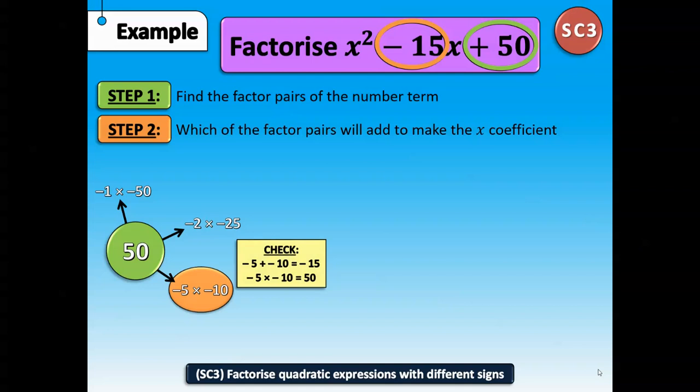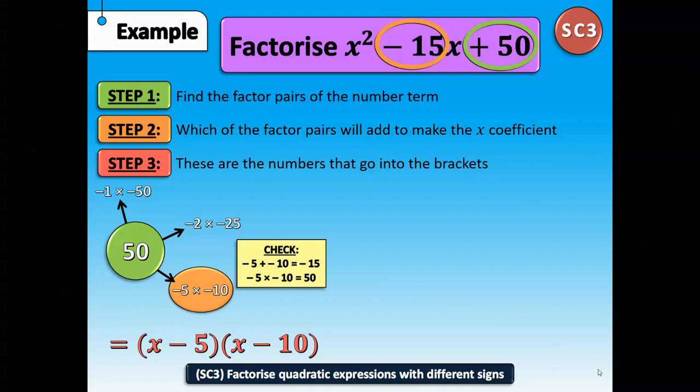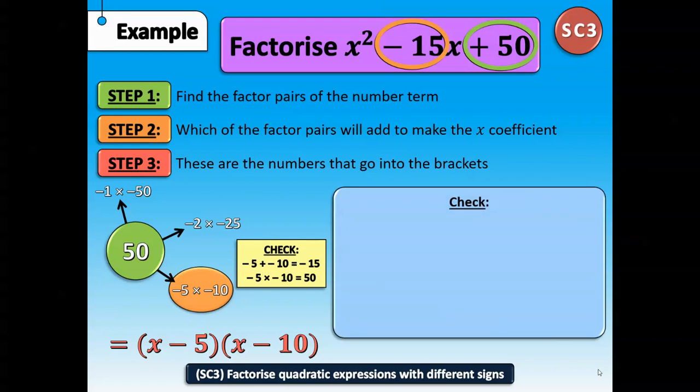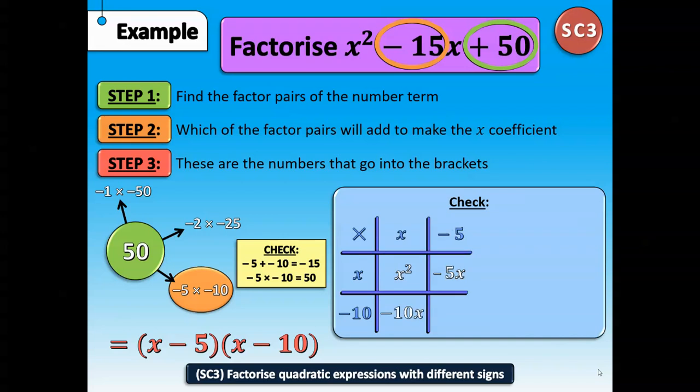They times together to make positive 50, because remember, 2 negatives when you times them together make a positive, and they add together to make minus 15. So inside the bracket, we must have x minus 5 and x minus 10. Again, we can check this by expanding the double bracket, and it works. So that must be our answer.